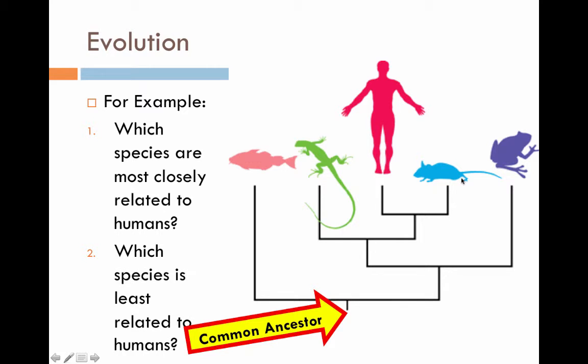Well, which species is least related to the humans? Well, find the species that is farthest away from the humans. In this tree, it's the fish. First, the fish evolved from the common ancestor, then the frog evolved, then the lizard evolved, and then the mouse and the human.